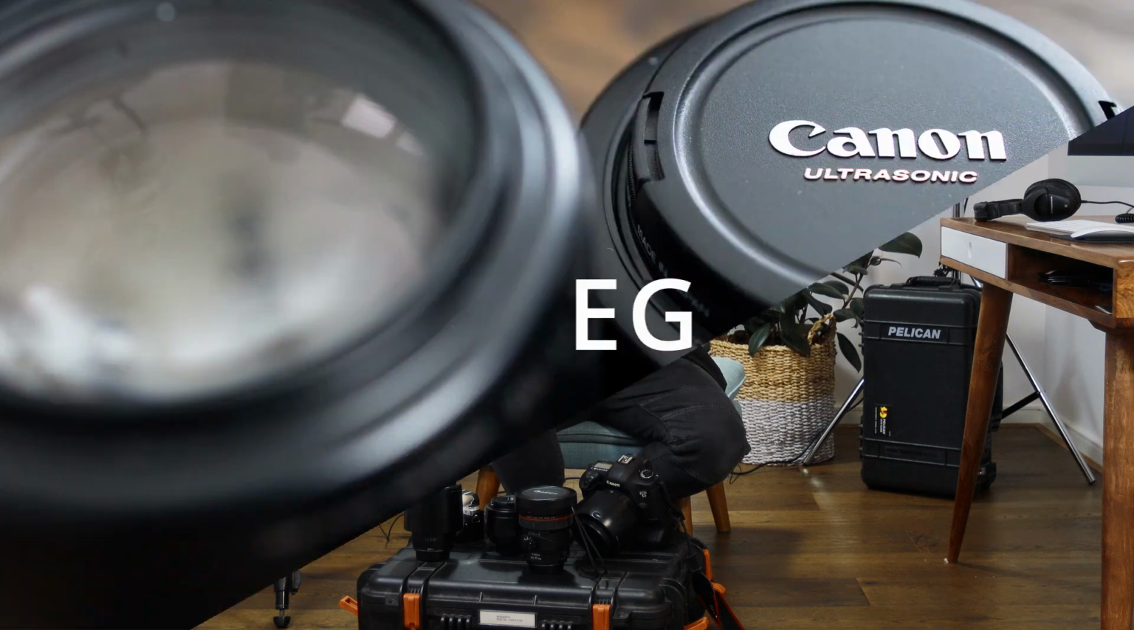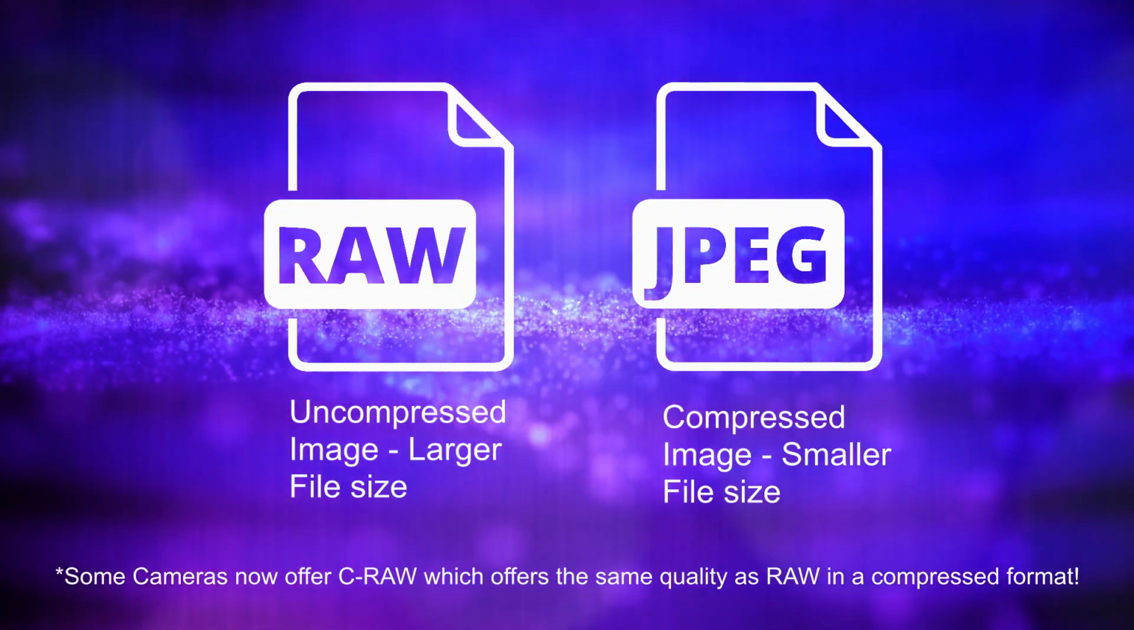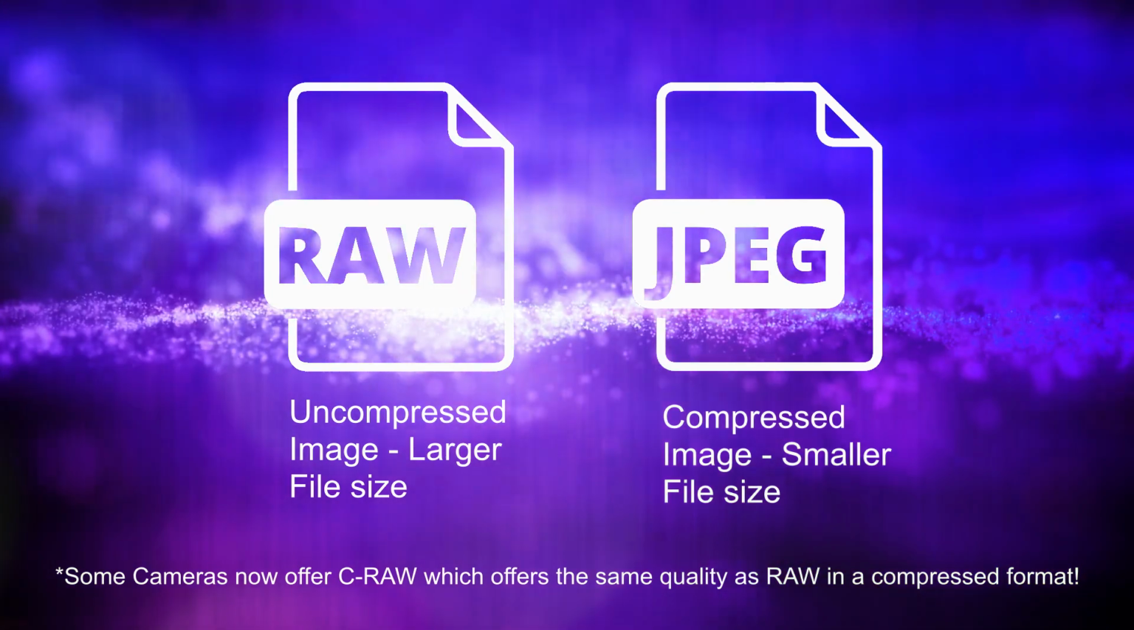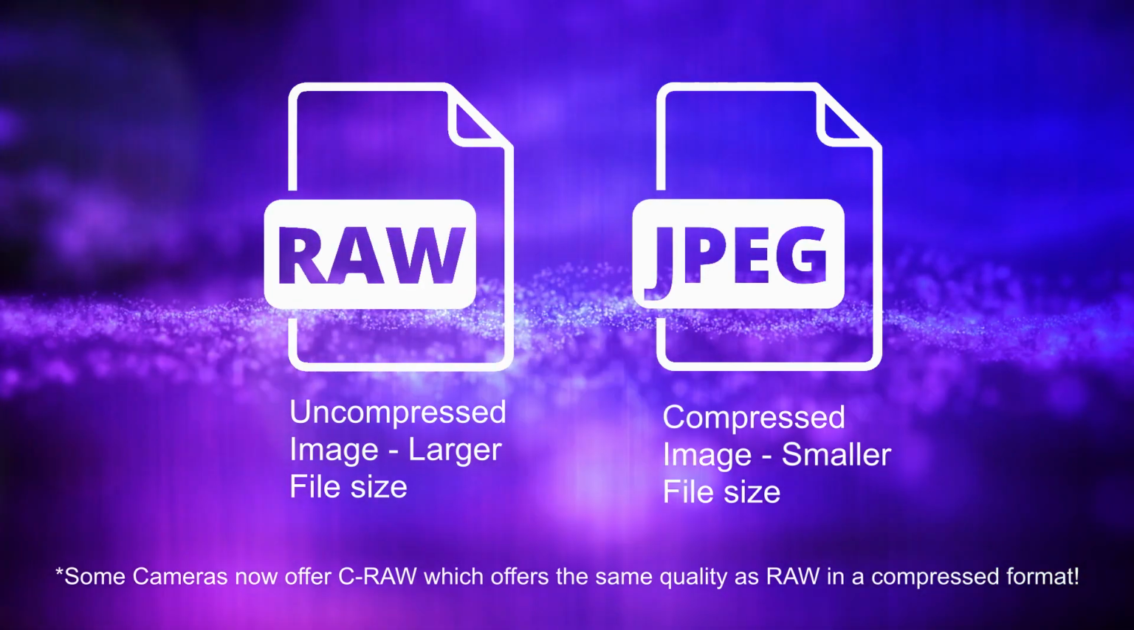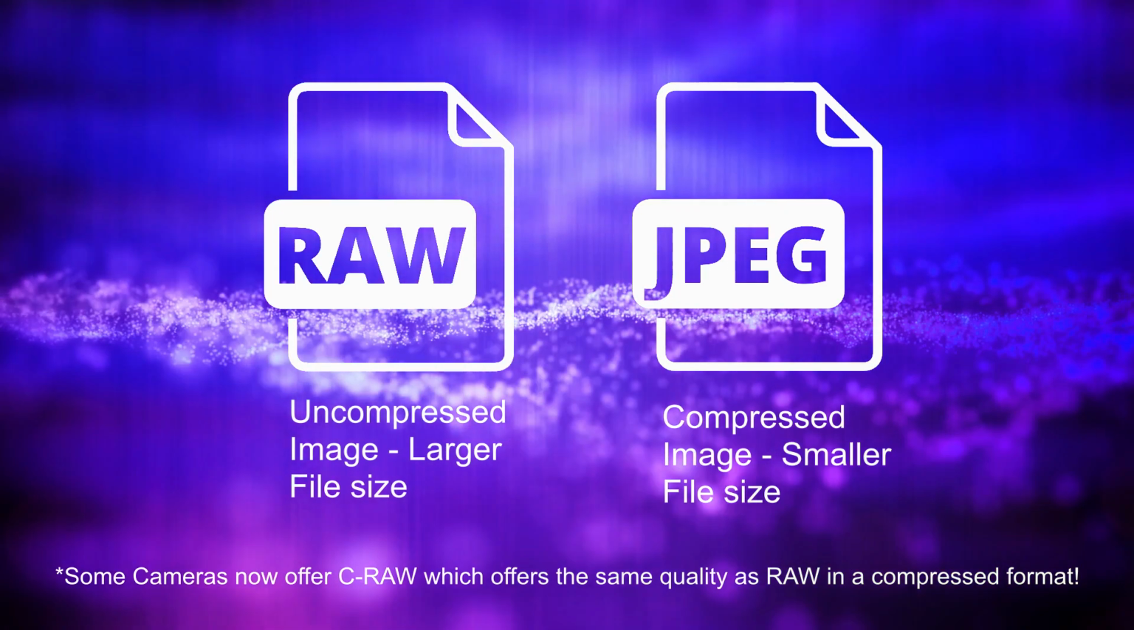But there's one other choice that you need to be aware of, and that is whether you're going to shoot in RAW or JPEG. JPEG is a smaller file size, so it's a little bit more convenient. But if you shoot in RAW, RAW generally gives you more latitude in correcting the exposure, anywhere up to 8 or 12 stops, whereas a JPEG image can only be adjusted by 1 or 2 stops.